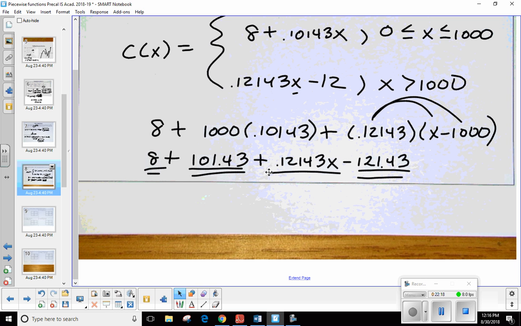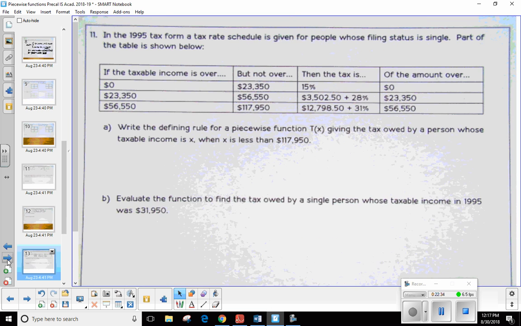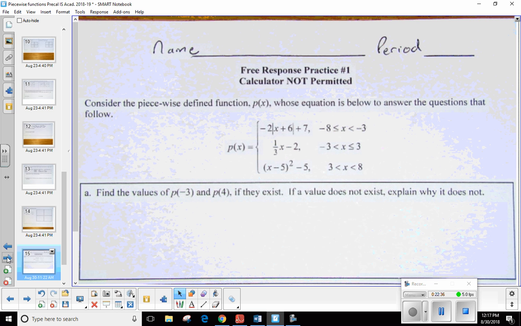What's that mean? Say it one more time. Calculator. No, even, yeah, it says calculator not permitted, but I'm going to go ahead and allow it if you need it, okay? Because you're going to have the calculator on the exam tomorrow, so I'm not too worried about that. So let's see here. Let me go ahead and show you this. Okay, this is what I just passed out.